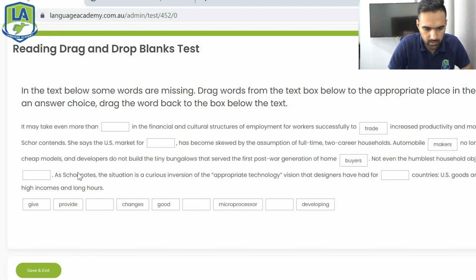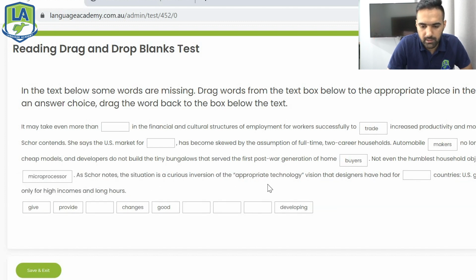Let's read the next sentence. As Core notes, the situation is a curious inversion of the appropriate technology vision that designers have had for dash countries. Technology, which is the word related with technology, good or microprocessor? Microprocessor, let's place it here. Which countries? Give countries, provide countries, changes countries, good countries, or developing countries? Developing countries is the right collocation. You always have a vision, you always have ideas and hopes for developing countries.